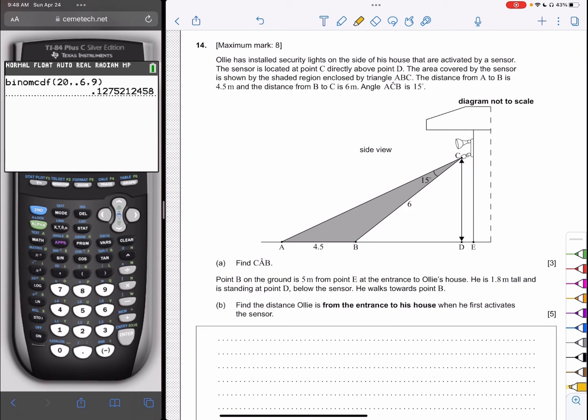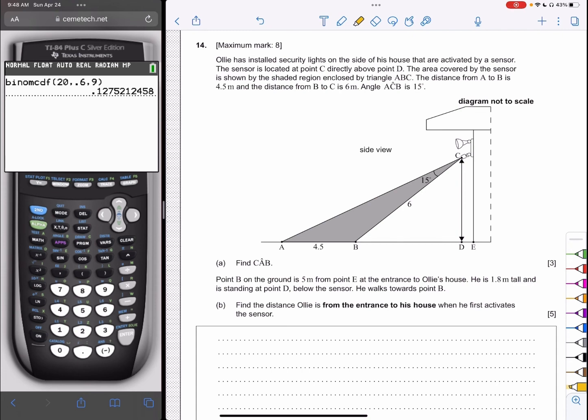Number 14 says that Ollie has installed security lights on the side of his house that are activated by a sensor. The sensor is located at point C, which is directly above point D. And the area covered by the sensor is shown by the shaded region enclosed by triangle ABC. The distance from A to B is 4.5 meters, and the distance from B to C is 6 meters. The angle ACB is 15 degrees. They have already put this information on the graph for you, so you don't have to write it in.